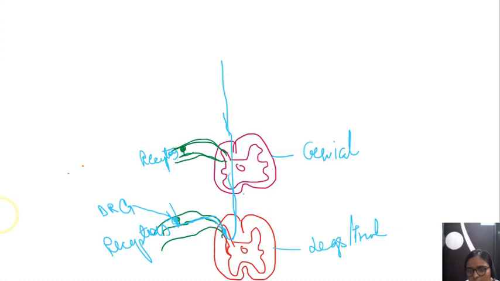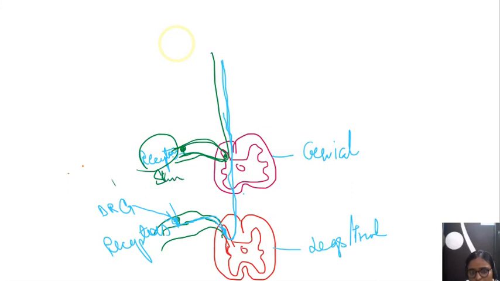Ipsilaterally means on the same side. Fine. It goes on the same side and ascends upwards. Likewise, it will take the sensation from the lower limb, from the trunk, and then from the upper limb. Wait, I'll draw it with another color so that you don't get confused. Likewise, in the same way, these are also coming, the same sensations coming from the receptors.